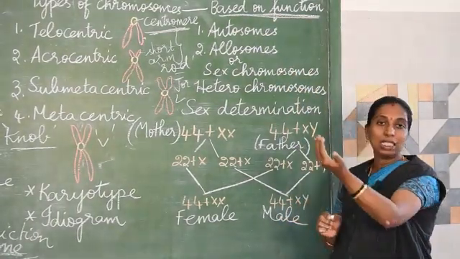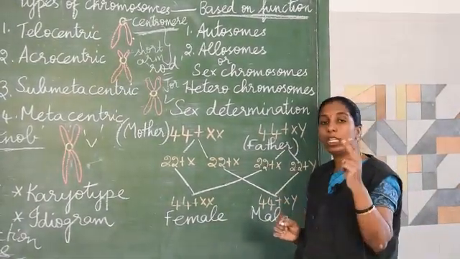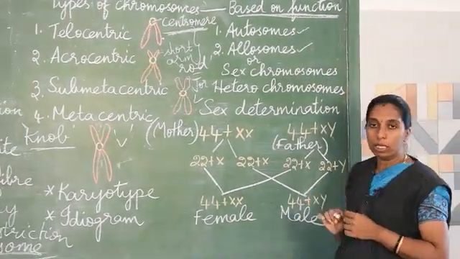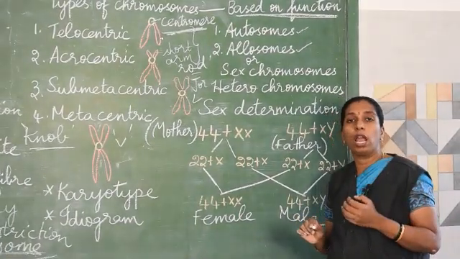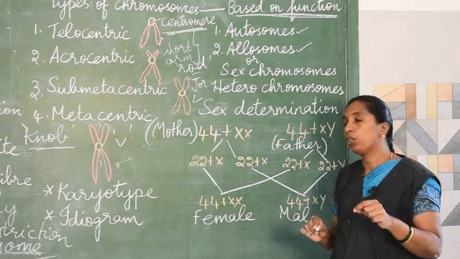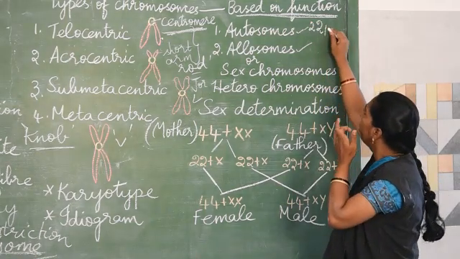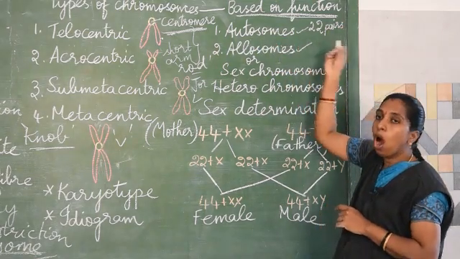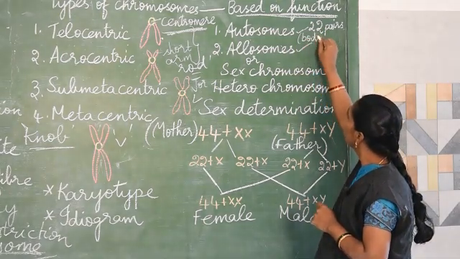Based on the function, this is the second type of category. Based on the function, there are two types of chromosomes called autosomes and allosomes. In each cell, in human beings, we have 23 pairs of chromosomes, out of which 22 pairs of chromosomes are called autosomes, or the other names, body chromosomes or somatic chromosomes.